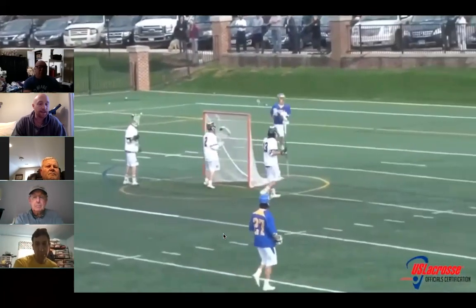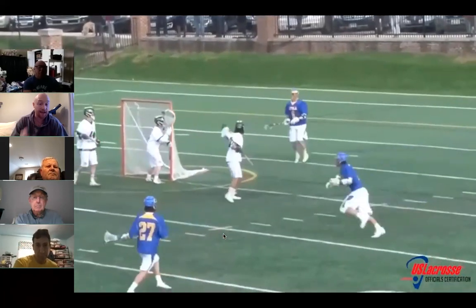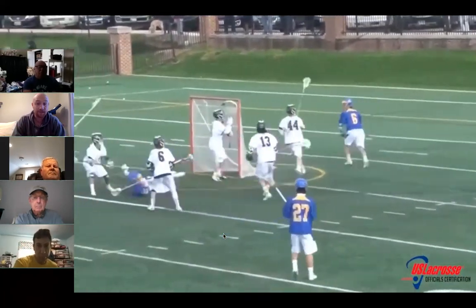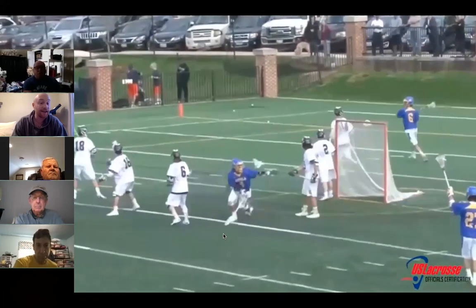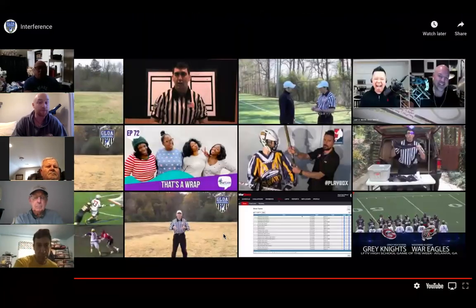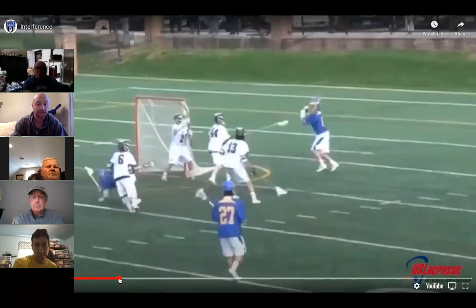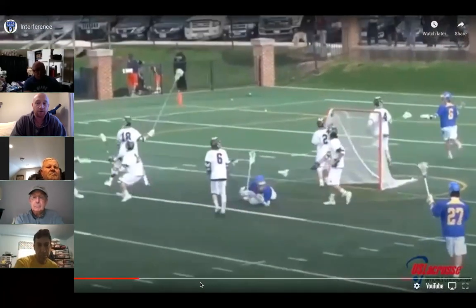Play within the crease is something every official on the field has to keep their peripheral vision on. This is a flag down for interference because the ball is possessed at the time of contact. Watch it one more time.